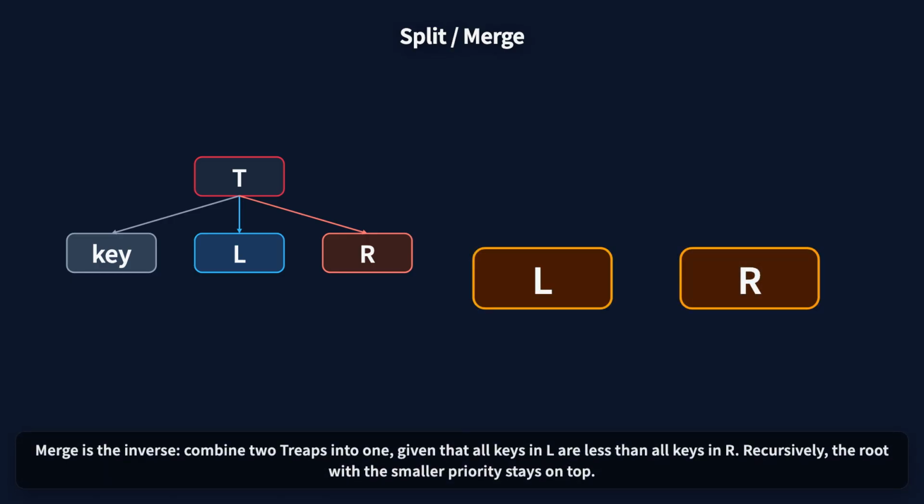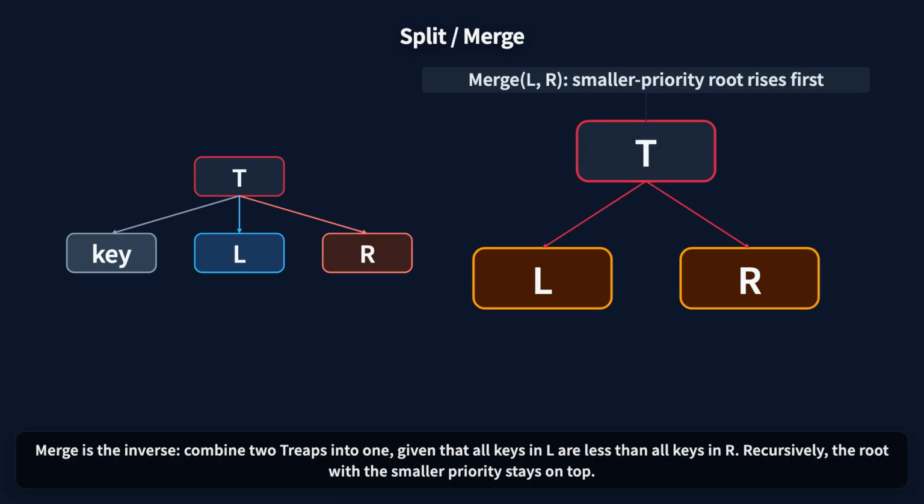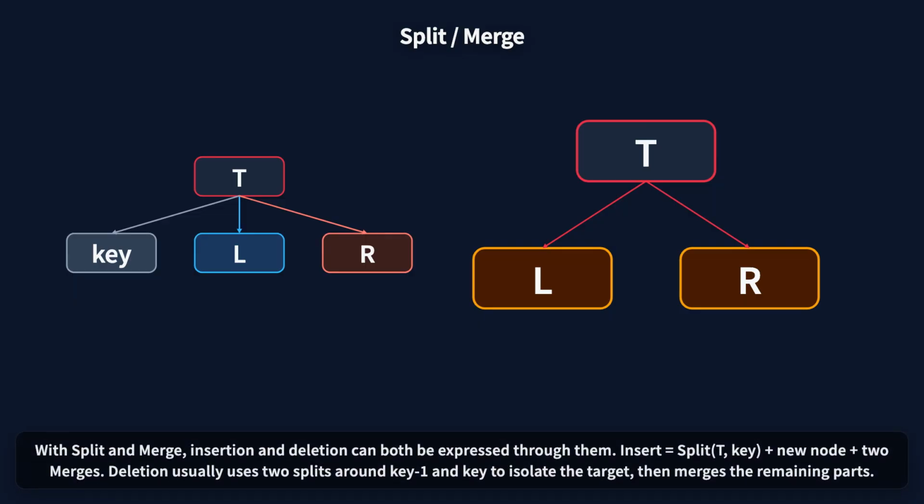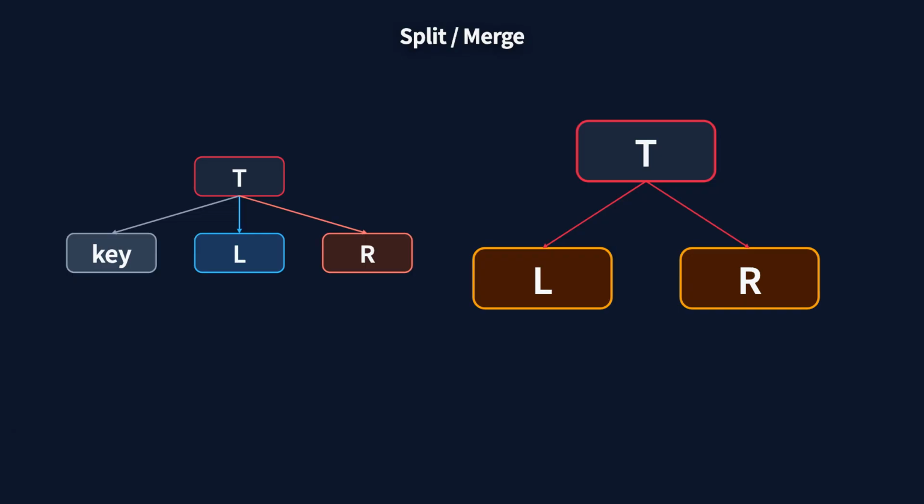Merge is the inverse. Combine two treaps into one, given that all keys in L are less than all keys in R. Recursively, the root with the smaller priority stays on top. With split and merge, insertion and deletion can both be expressed through them. Insert equals split T by key, plus new node, plus 2 merges. Deletion usually uses 2 splits around key minus 1 and key to isolate the target, then merges the remaining parts.